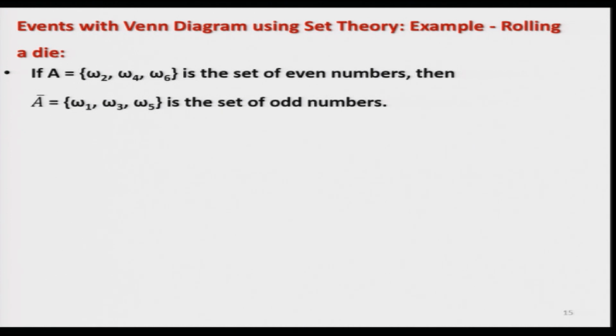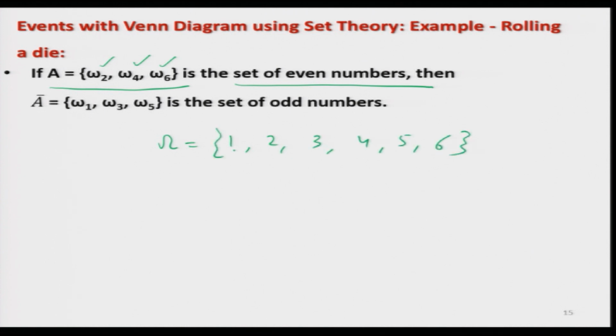Now similarly, I try to define a complementary event. Suppose I define an event A, which is the set of even numbers. There are 3 numbers, 2, 4 and 6, in capital omega which are divisible by 2. They are the even numbers. Whatever numbers are in A, they will not occur in A bar. So omega is 1, 2, 3, 4, 5 and 6, and now we try to remove these points of A, that is 2, 4 and 6.